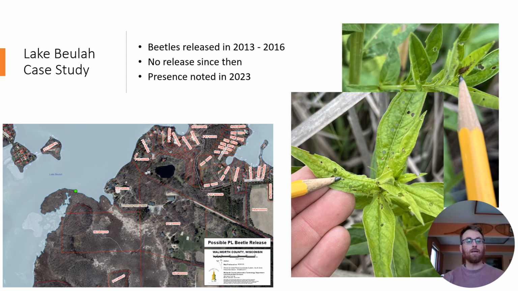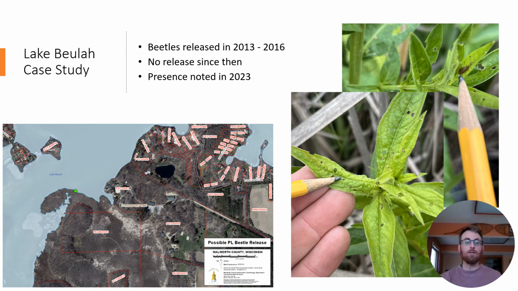I'd like to highlight one case study from locally here in the Mukwonago River Watershed. So this is YMCA Camp Edwards, and in 2013 they recognized purple loosestrife within a fairly diverse wetland that they have a boardwalk running through. So they started raising and releasing beetles in 2013 until about 2016.